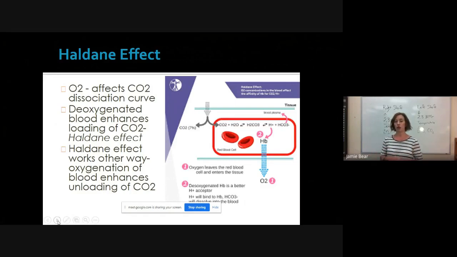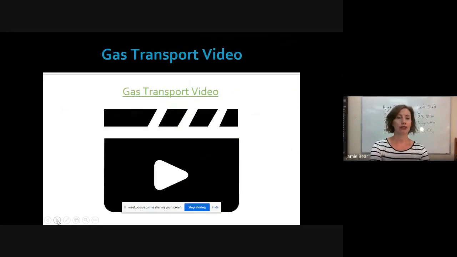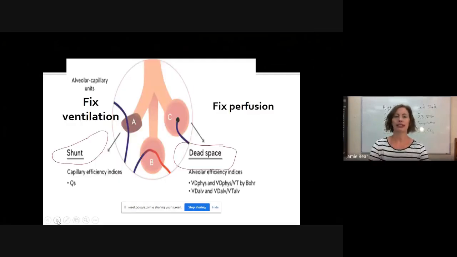When blood is oxygenated, it'll say, okay, carbon dioxide, you need to be released. And so that always works together to help us get the oxygen we need to our tissues and then release the carbon dioxide easier based on our oxygen levels. Okay, so I have a really good video that's posted here. I'll have you guys watch that talks about all of this.